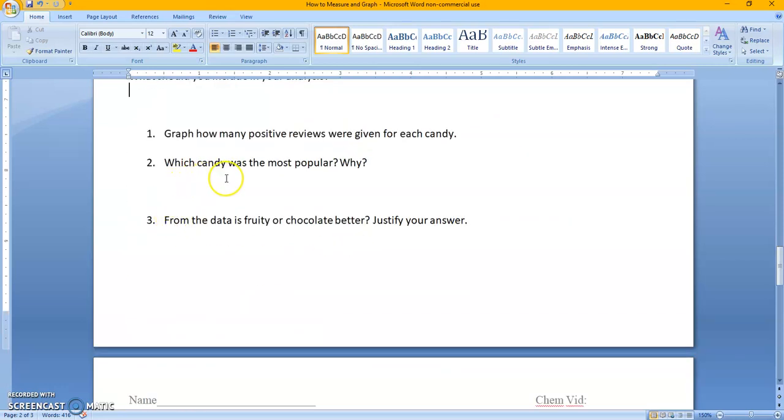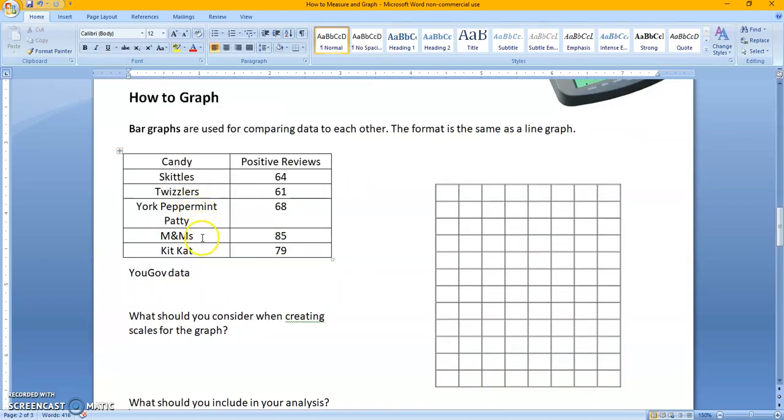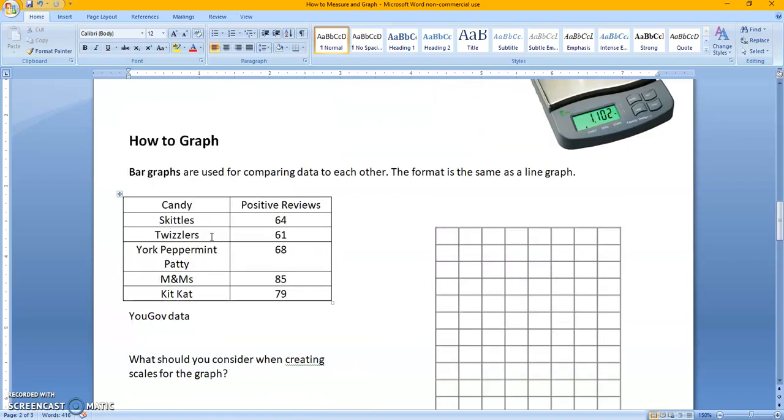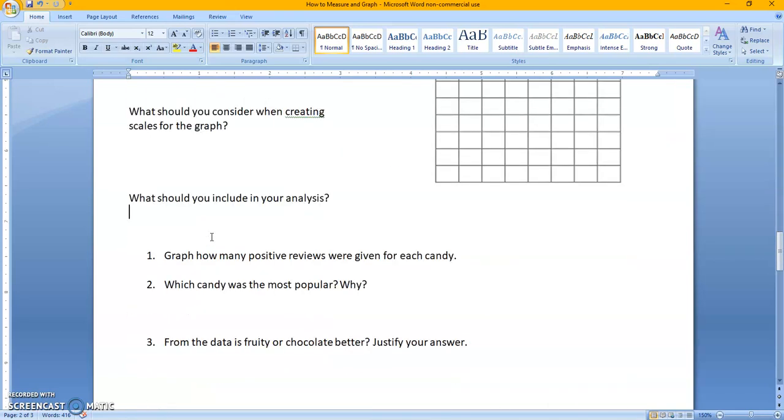So for here, when it says which candy was the most popular and why, you don't just say chocolate, or sorry, not chocolate, M&Ms, because they have the highest value. You want to say M&Ms had a higher value, 85. Kit Kats had a 79. So there's a 6 point difference, but M&Ms ended up being the highest, okay? You want to take your numbers and really help people understand what's going on. All right, so those are those questions. And you can go ahead and graph and then answer the rest of the questions and practice your bar graphs.